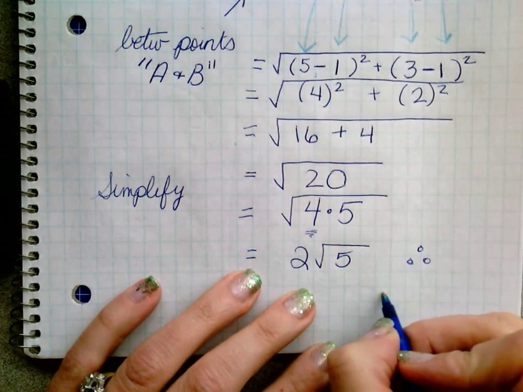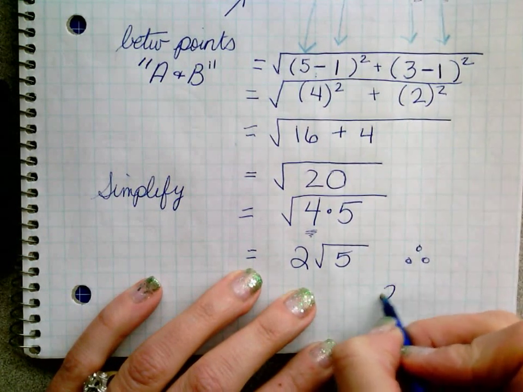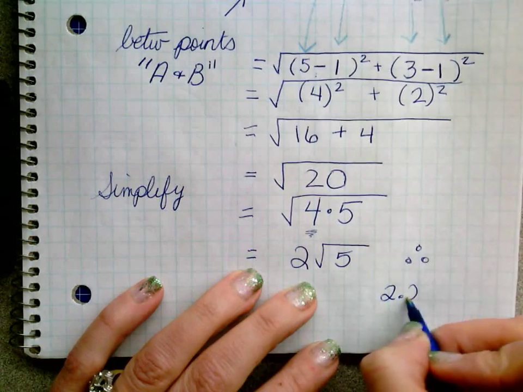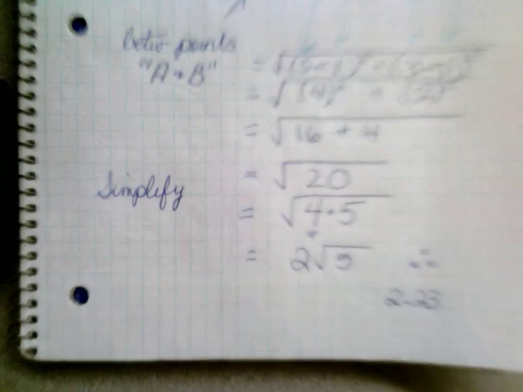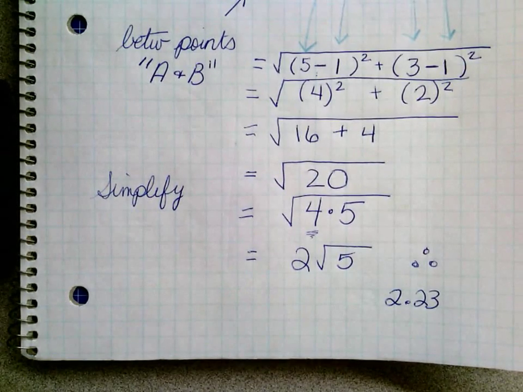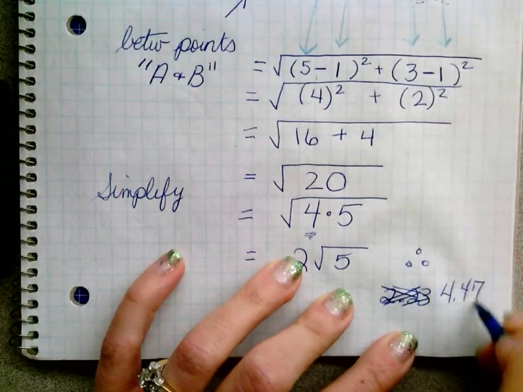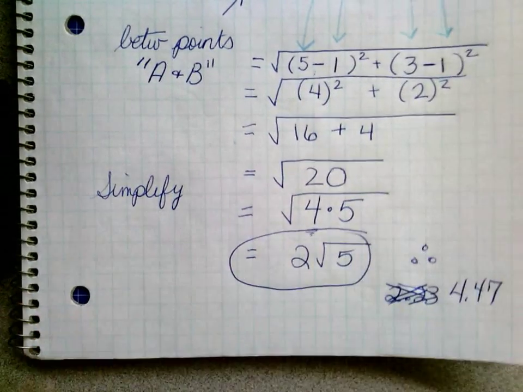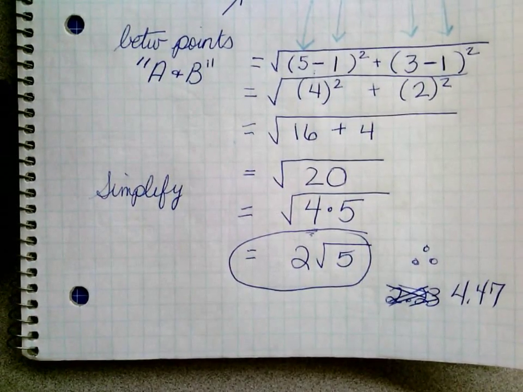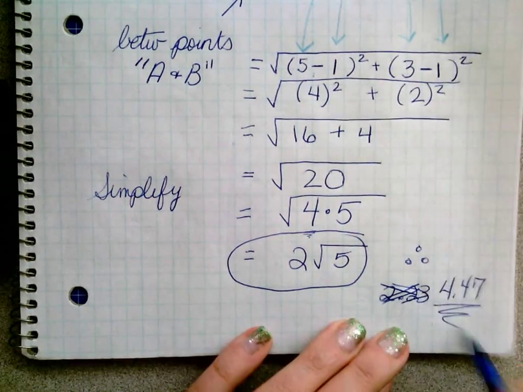2.2360. Say it again. It's a little bit blurry, but it's like 2.23, and then I can't make out the rest. 2.23. I've got 4.47. 2 times the square root of 5, 4.47. Okay, so if I ask you to simplify, you're going to give me that. If I ask you to give me a number to the nearest hundredth, you're going to give me that.